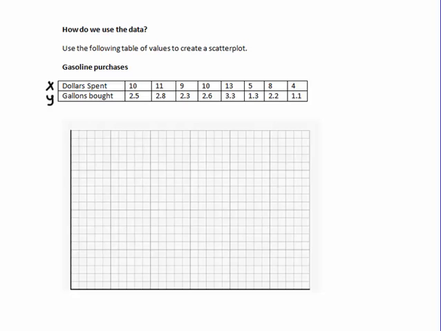All right, once you know what your x and y values are going to be, then we need to put our scale on the axes here. So down here we have dollars spent, and those are just whole numbers. Let's do this: let's say we have 5, 10, 15, 20, 25. Way out here would be 30.